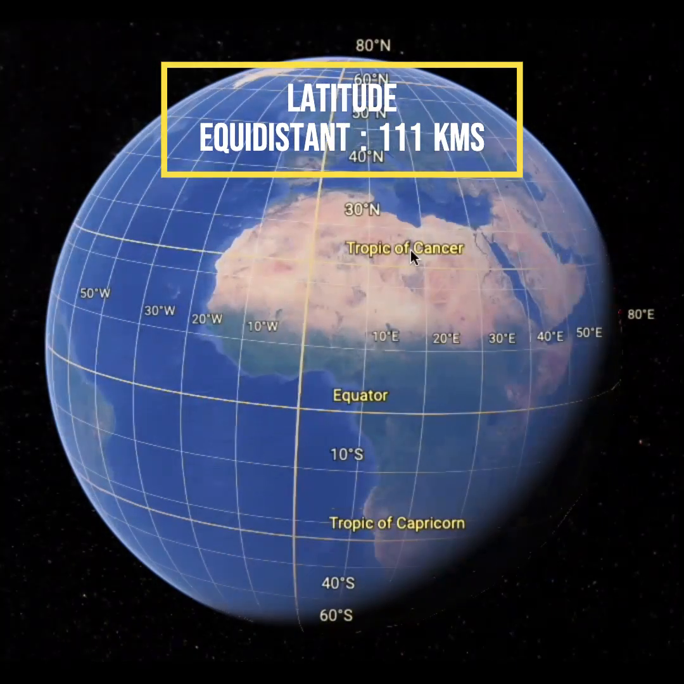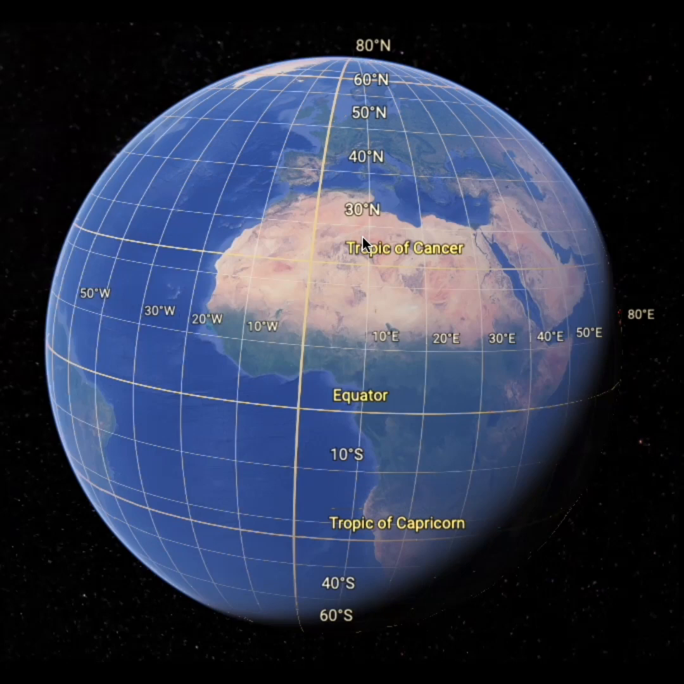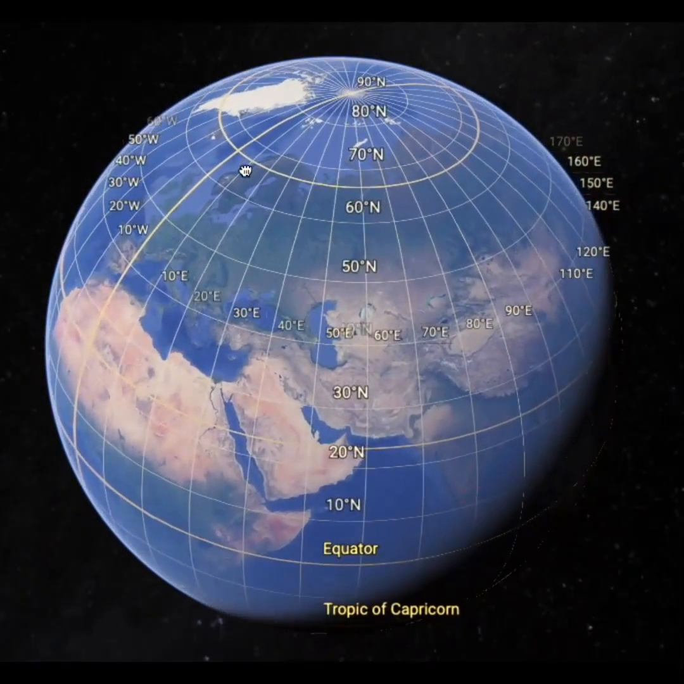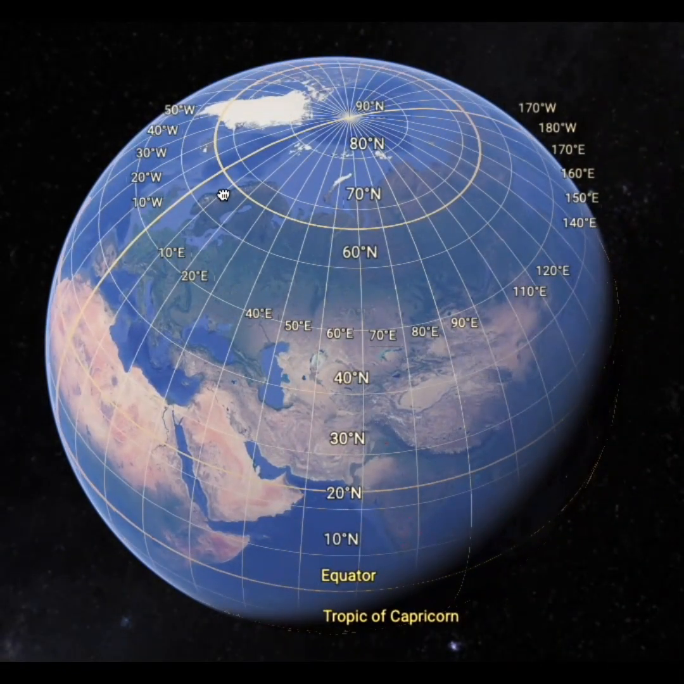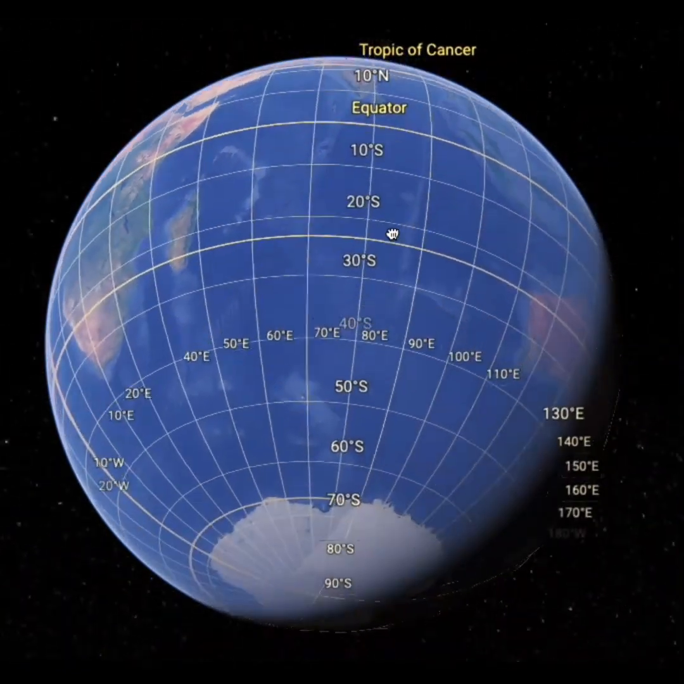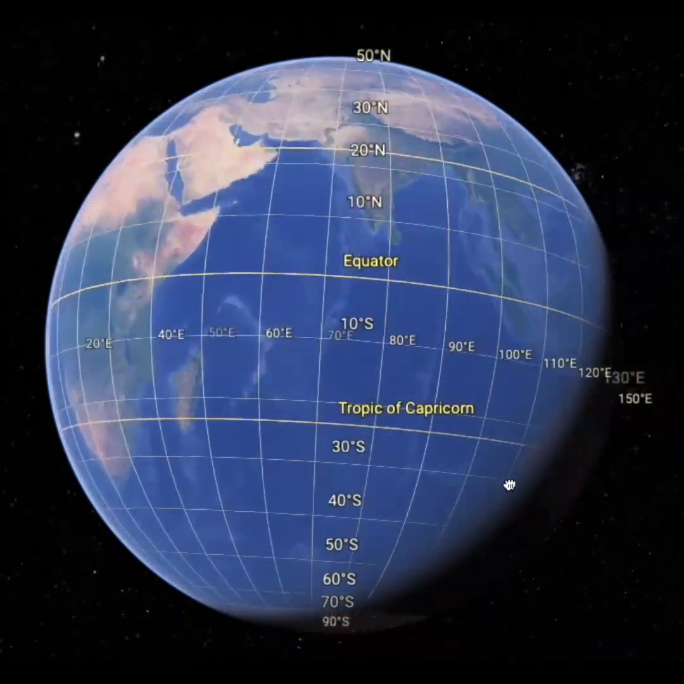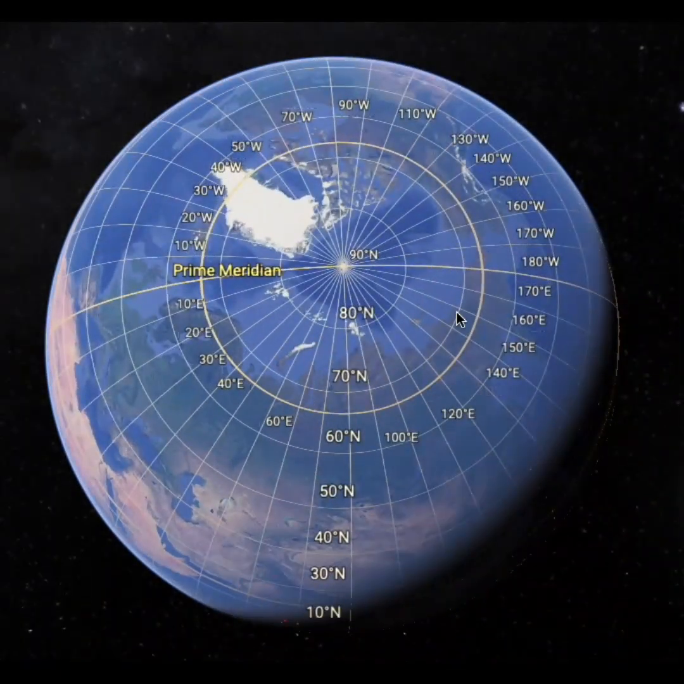Lines of latitude or parallels of importance include Tropic of Cancer at 23.5 degrees north parallel, Tropic of Capricorn at 23.5 degrees south parallel, Equator at 0 degrees, Arctic Circle at 66.5 degrees north parallel, and Antarctic Circle at 66.5 degrees south parallel. Together, the lines of latitude and longitude can describe the location of any place on Earth.